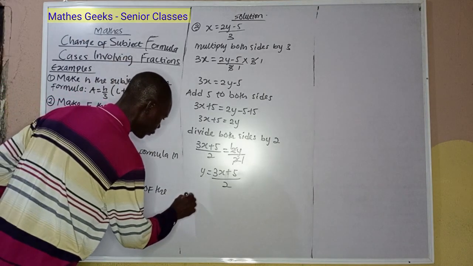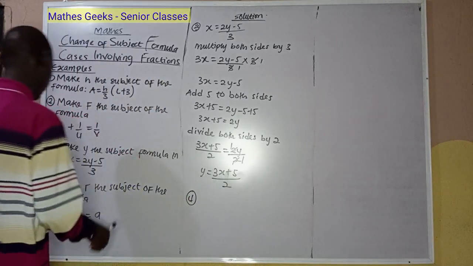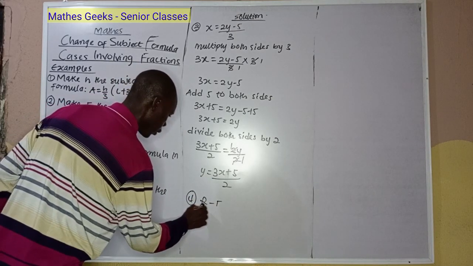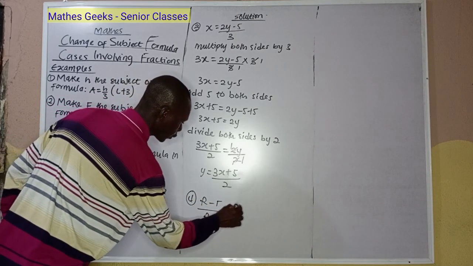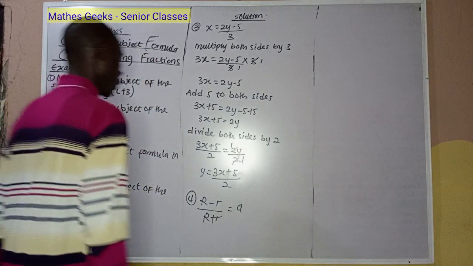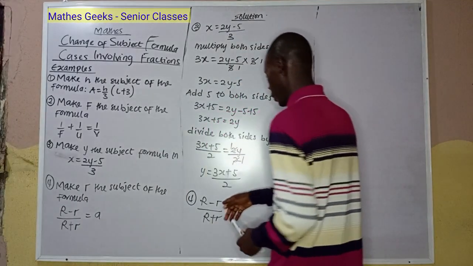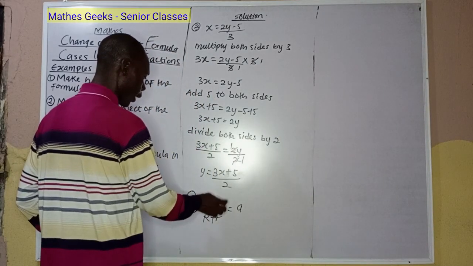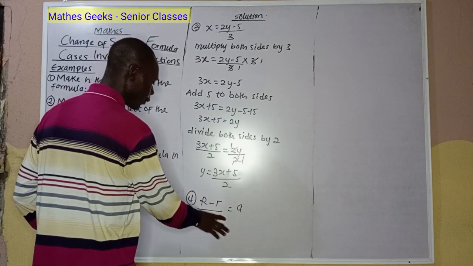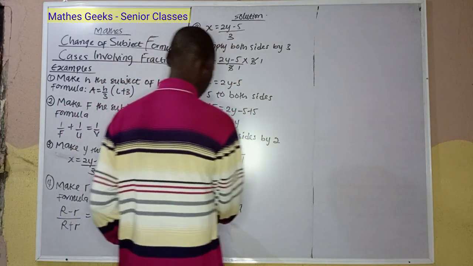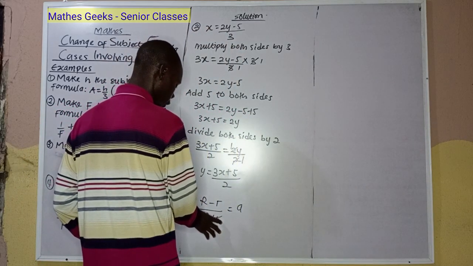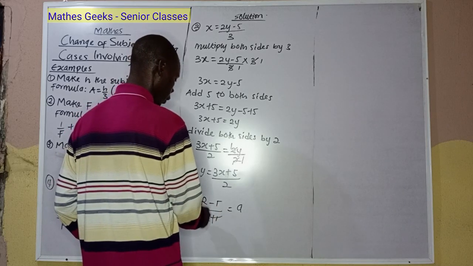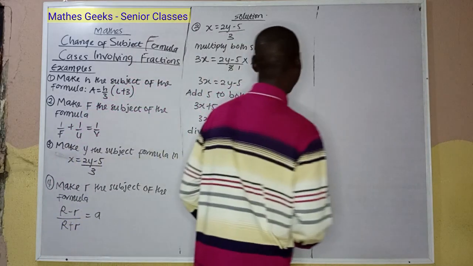Number 4. Make r the subject of the formula R minus r over R plus r equals a. We want to make the lowercase r the subject, and we also have it here. So first, let's eliminate this part, which we can do by multiplying both sides by the whole of this, so that we can go to the next process.